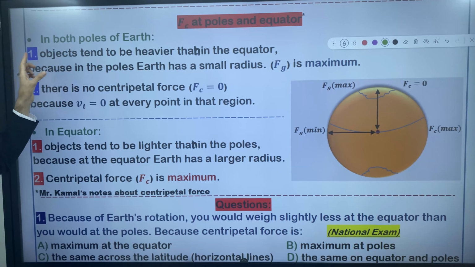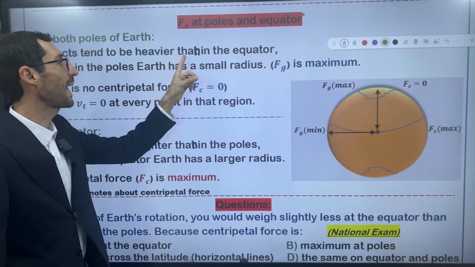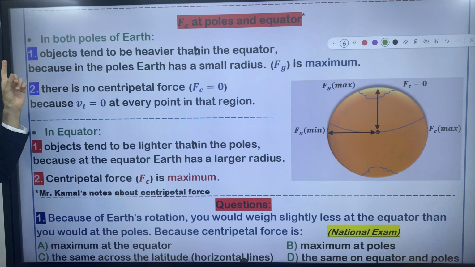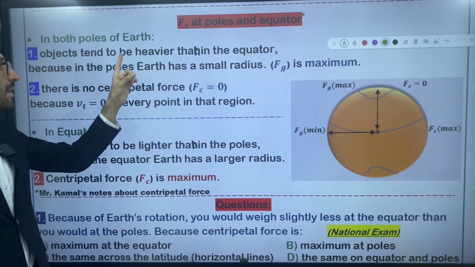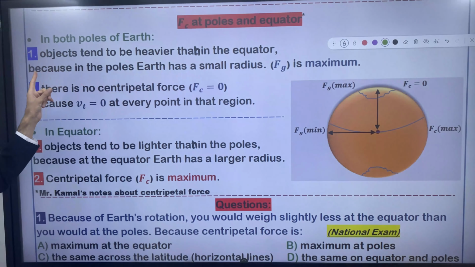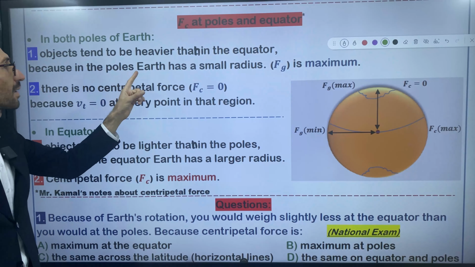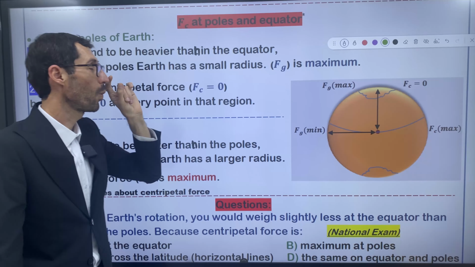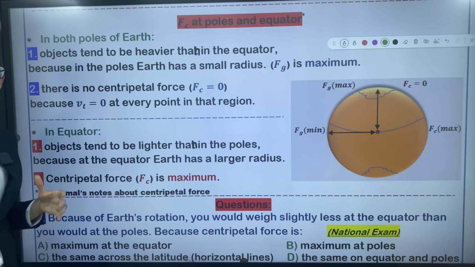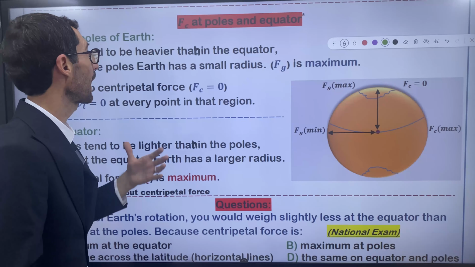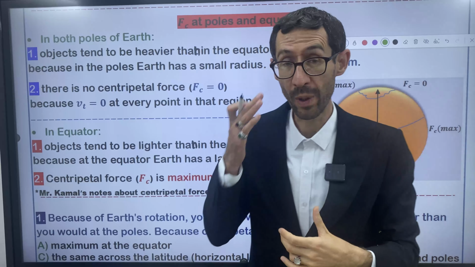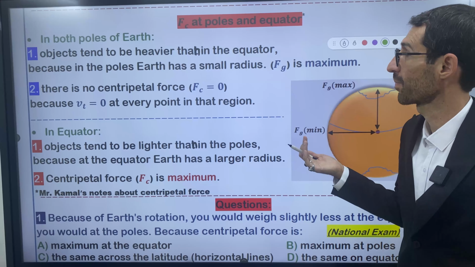Number one, objects tend to be heavier than in the equator, because at the poles, Earth has a small radius, and Fg is maximum. What does it mean? Objects tend to be heavier at the poles than at the equator.